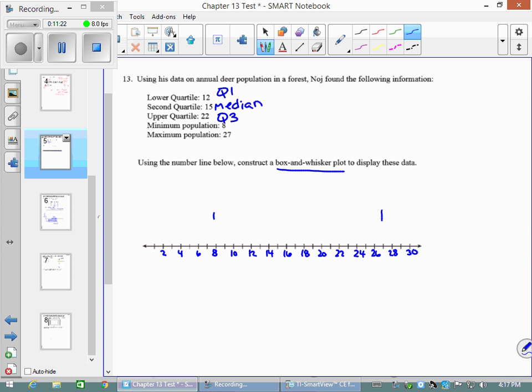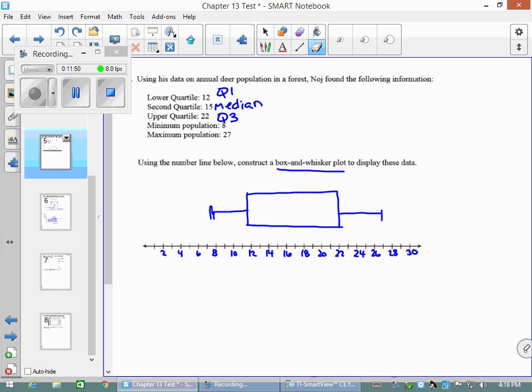Then the box is constructed by your Q1 and Q3. So at 12, that's where I'm starting the box. And at 22 is where we would end the box. So again, we can connect those lines to form our box, and we can draw the whiskers out down to our max and mins. Again, trying your best to be a little neat. And then the last thing I have left to do here is just to draw in my median, which would be 15, which would be right over my 15.